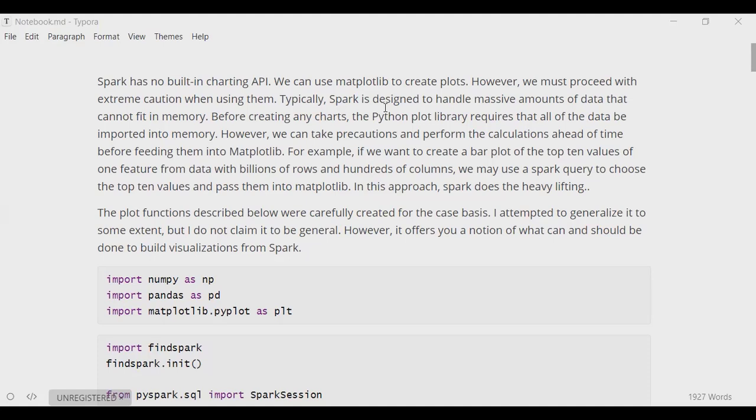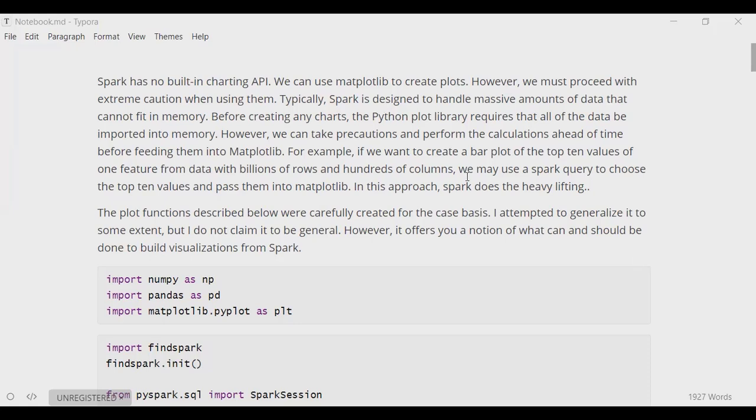Why? Because Spark is mainly designed for handling massive amounts of data that cannot fit into the RAM or memory of a single host machine, because that's cluster computing. We know it, like I explained: the computation is distributed across different nodes, and parallel processing takes place. So these are the things we should understand first.